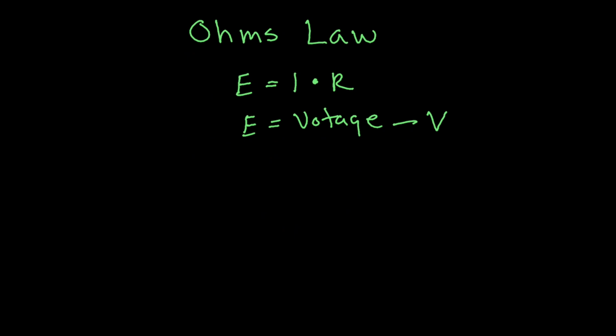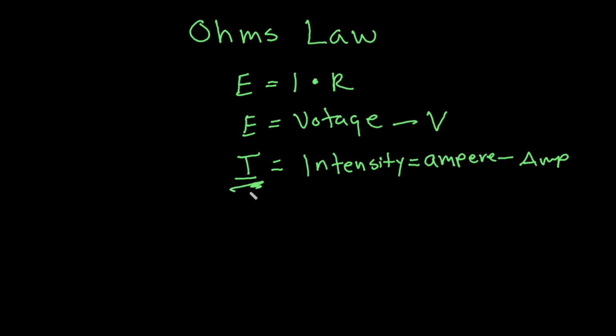Okay, so we talked about E. Now let's talk about I. I actually stands for intensity. Its unit is the ampere, which we just kind of call an amp. Now, what we want you to think of for intensity is this is the rate at which the electrons are flowing. Okay? And its symbol is A, amps.